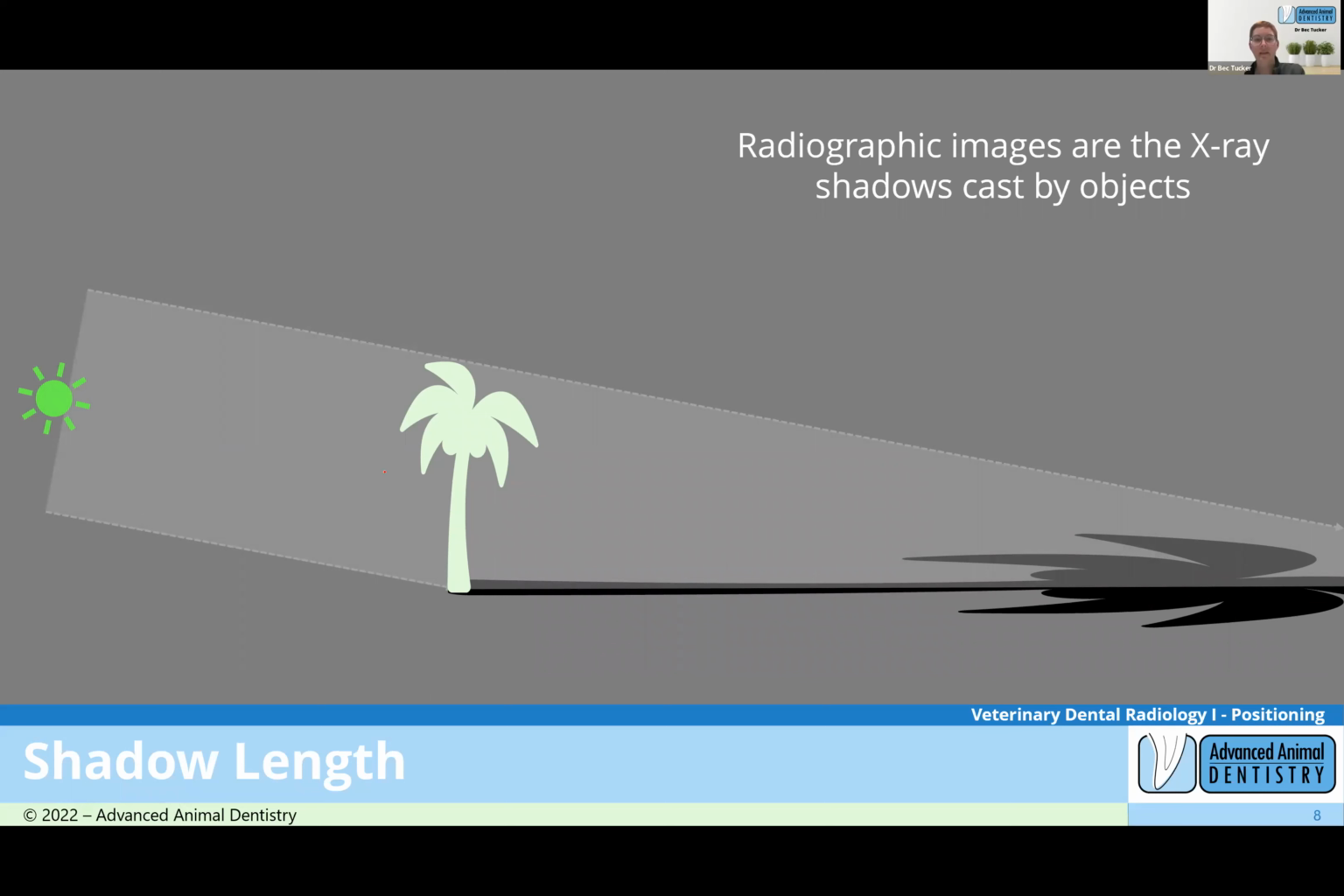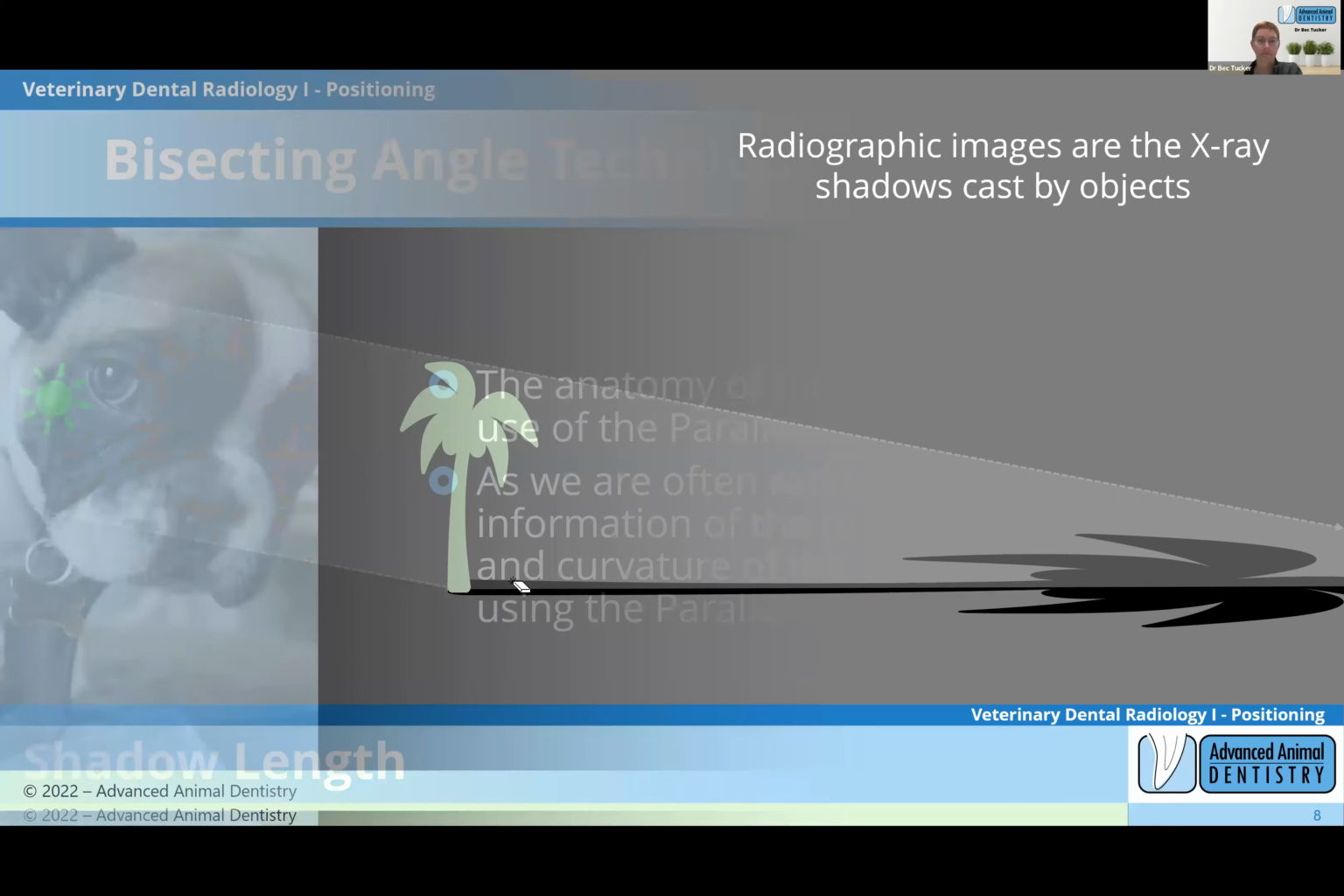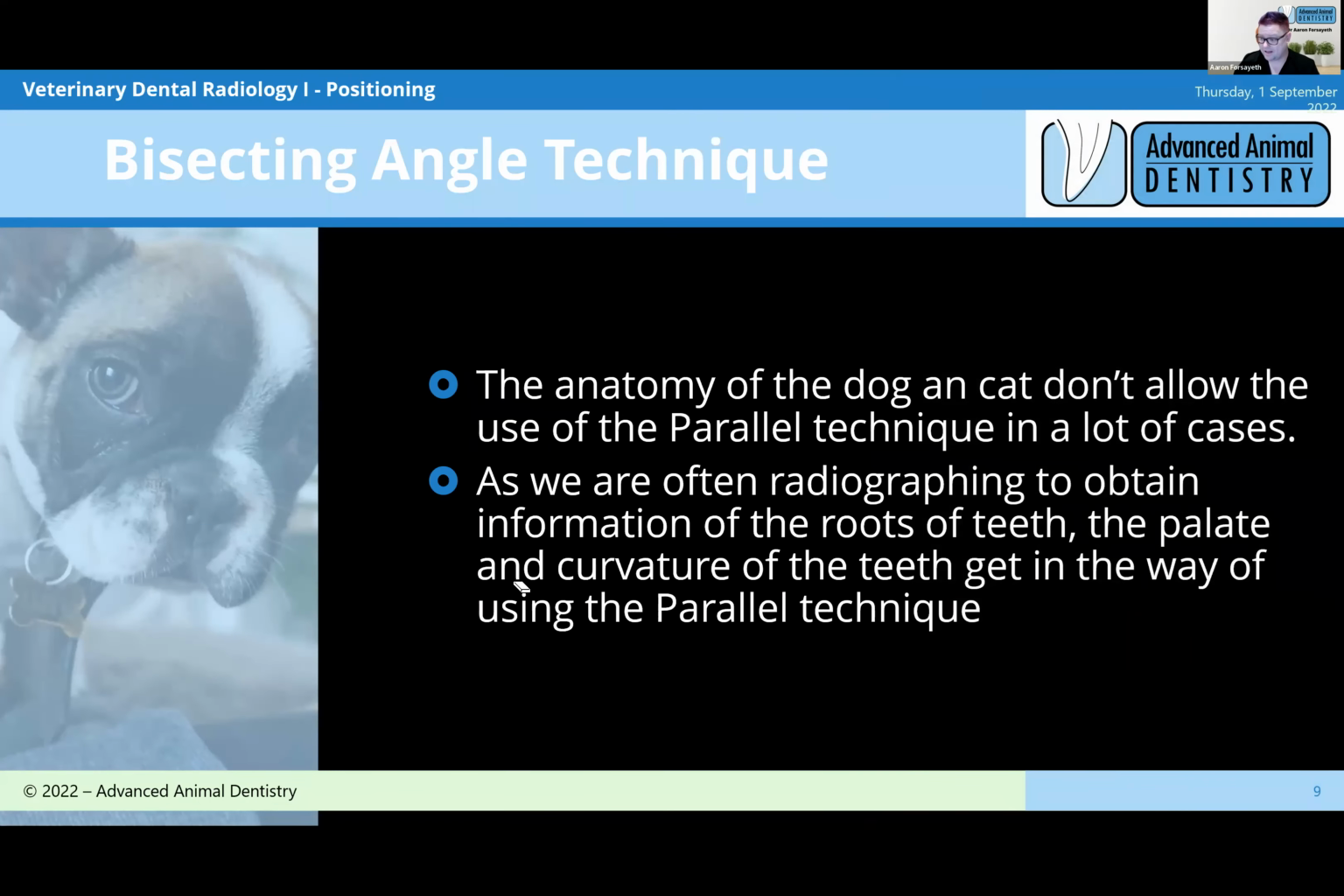So I guess this is basically the tooth, and the shadow we're casting is the image that we're projecting onto the X-ray plate. Yeah, the ground is our plate, I suppose, in this analogy. Yep. Okay, so into bisecting angles.